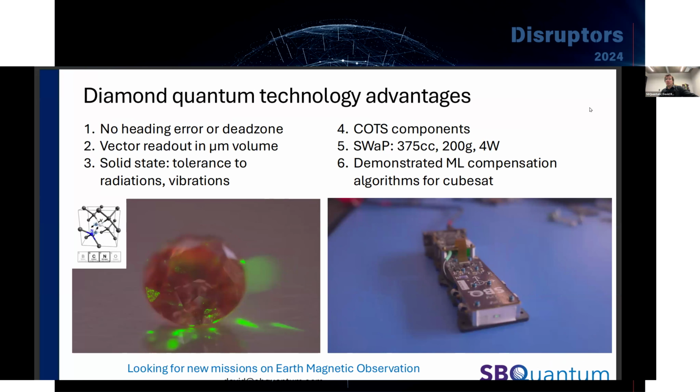And a big aspect of what we're developing is also compensating for the platform magnetic field noise. So we've pioneered ML compensation algorithms for a CubeSat platform and are currently adapting them for drones, so submarine drones and also air drones. So we're looking for new opportunities for missions in Earth magnetic field observation, possibly connecting also to the magnetic navigation domain. Feel free to reach out, David at sbquantum.com. Thanks.